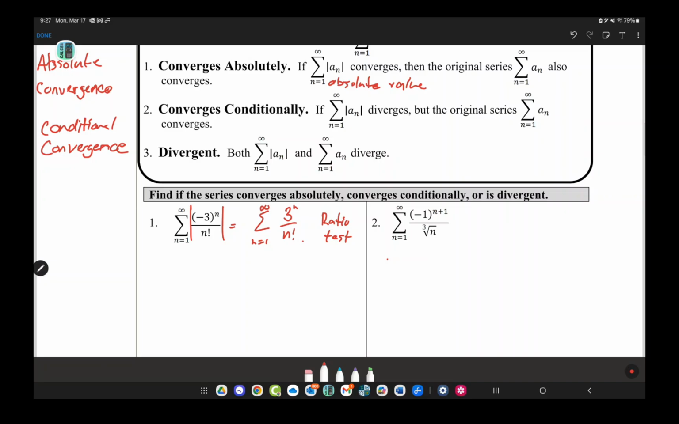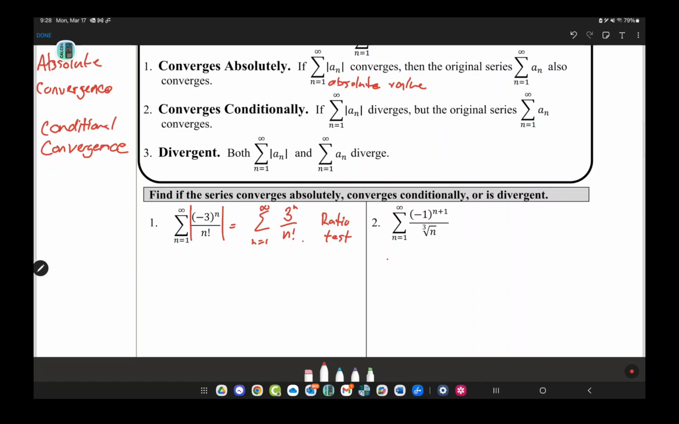Oh, by the way, if we do the absolute value test and we get that it converges, we do not have to check it. If the absolute value converges, then the original function also converges. It's what's called converges absolutely. But if the absolute value diverges, then we need to check if the original function converges or diverges. If it diverges, then we're done, divergent. But if it converges, it's called conditional convergence.